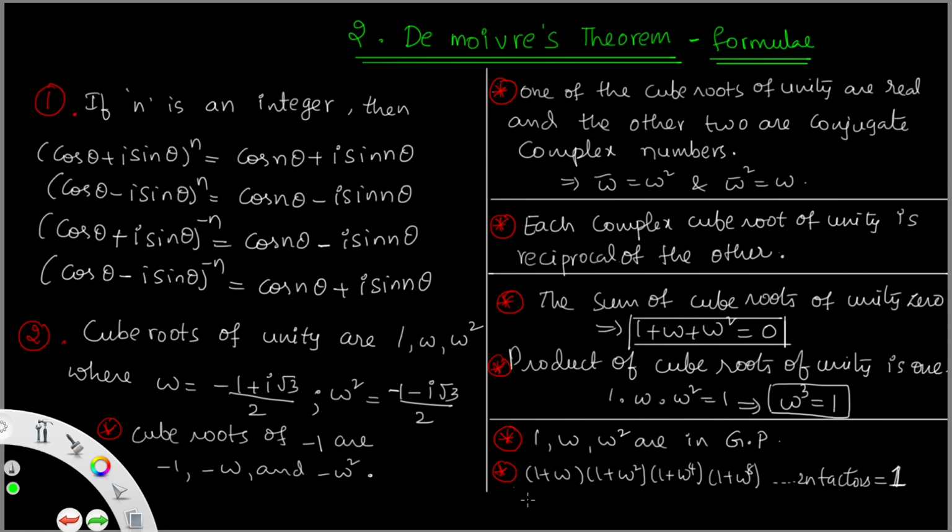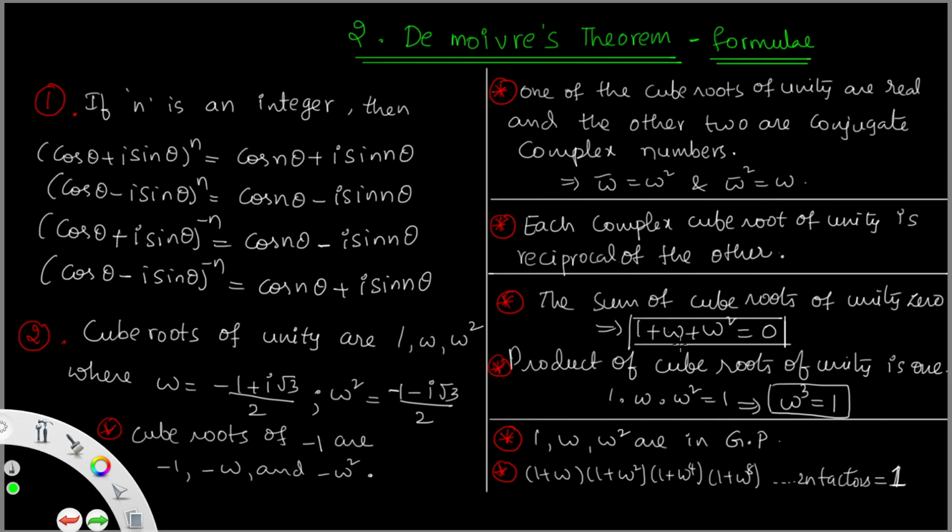And from 1 plus omega plus omega square equal to 0, we can write sub formulas: 1 plus omega equals minus omega square, omega plus omega square equals minus 1, and omega square plus 1 equals minus omega. Sub formulas we can use as per convenience. This is the basic one.